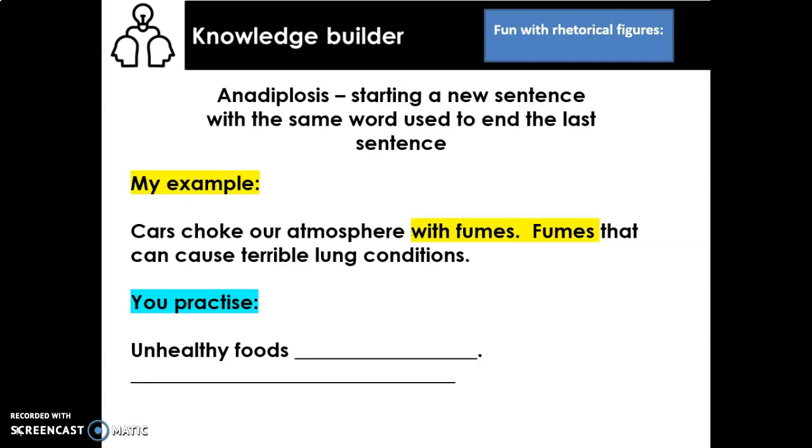So actually that went into being quite a bit of a long sentence. We could have kept it short. Unhealthy foods lead to obesity. Obesity needs to be prevented. So it really is about starting a new sentence with the same word used to end the last one. Okay, so everybody can either steal that one that we just did or just now complete your own.